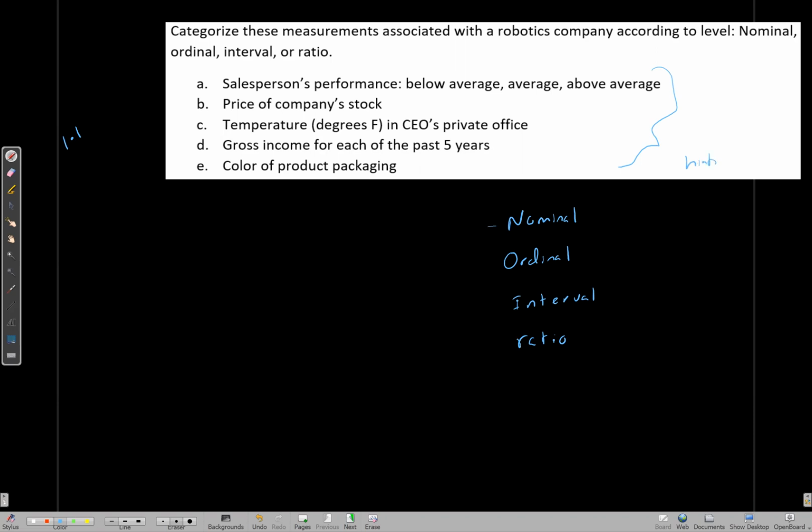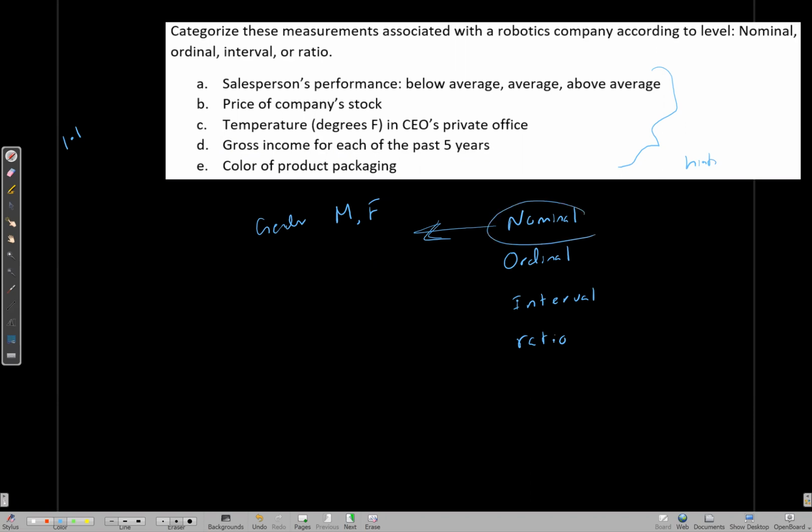Now let's talk about nominal. Nominal means things like names, right? For example, gender, male or female. That's a nominal one because there is no order, no interval, no ratio. You cannot say male is twice as female or anything like that. It's just a label. So that's nominal.